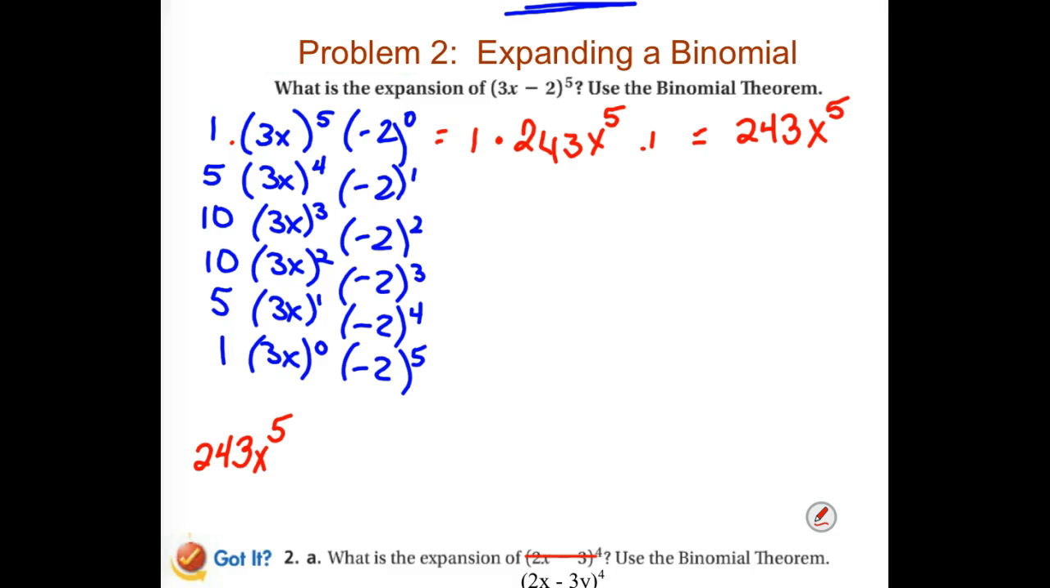My next piece, it says take that 5, multiply it to 3x to the 4th. Well, 3x to the 4th means I'm raising 3 to the 4th and x to the 4th. What's 3 to the 4th? So I have 81x to the 4th, and negative 2 to the 1st is still negative 2. So 5 times negative 2 would be negative 10. Negative 10 times 81 would be negative 810x to the 4th. Okay, that's my second term, negative 810x to the 4th.